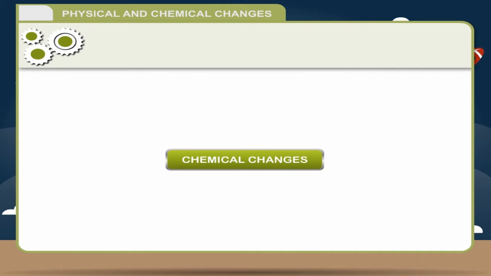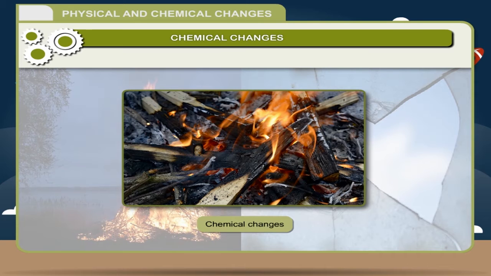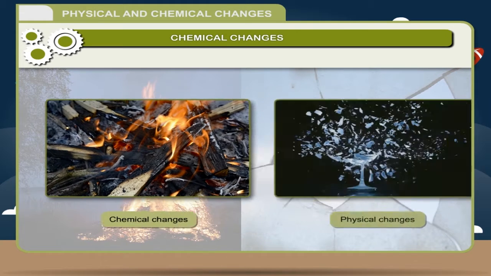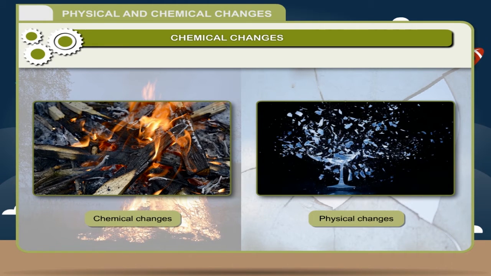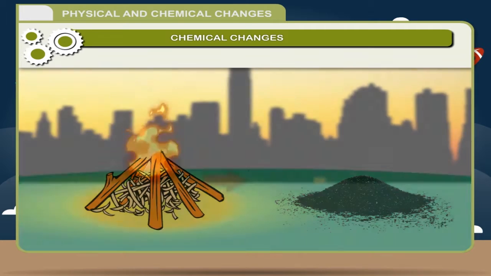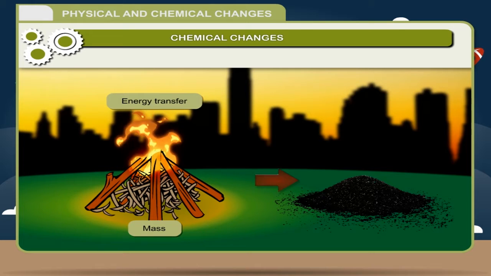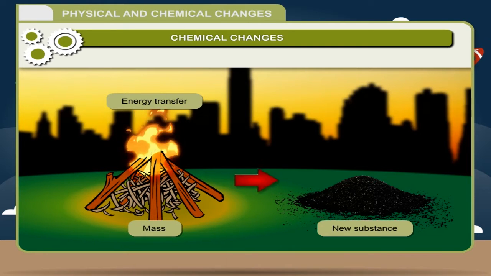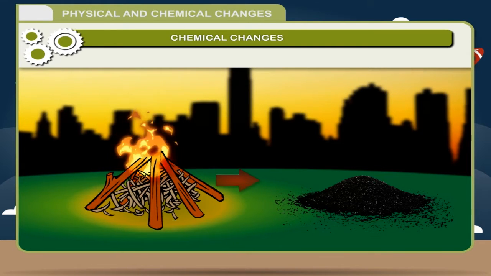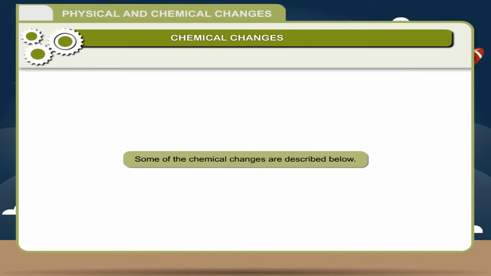Chemical changes. Chemical changes are completely different from physical changes in many manners. A chemical change involves change of mass, energy transfer, new substance formation, etc. Some of the chemical changes are described below.